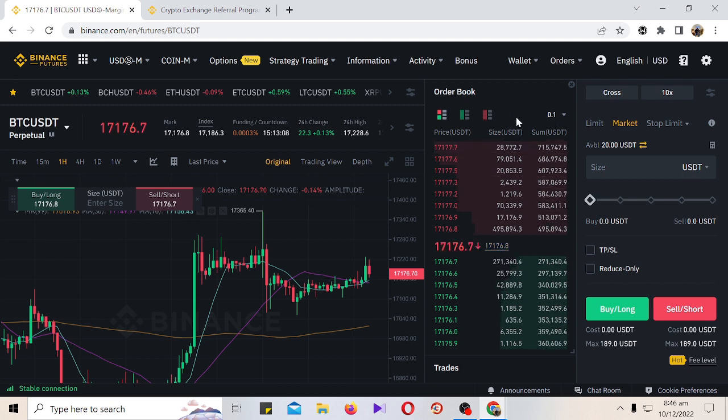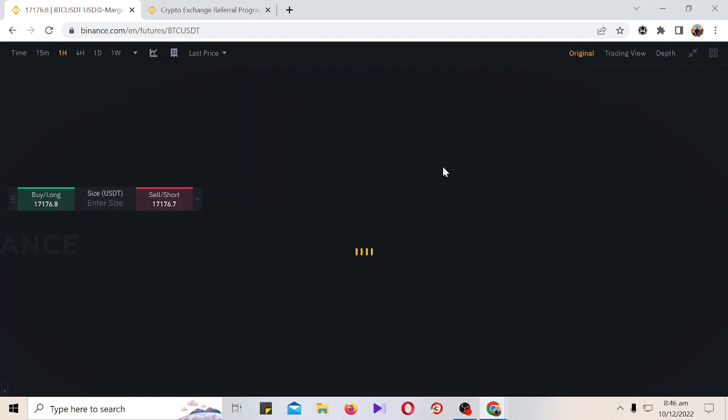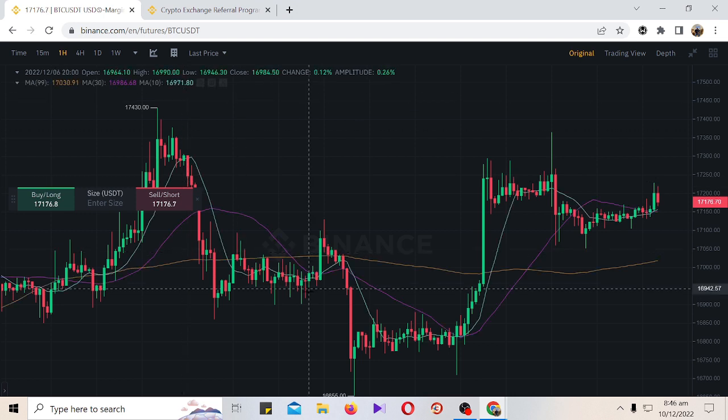So right now, just looking at the market here, let me open it up so that you guys can see the whole process here. So right now we see the moving averages here. You can see the moving averages are trying to go below the candlesticks. So this is an opportunity for us to buy BTC USDT.